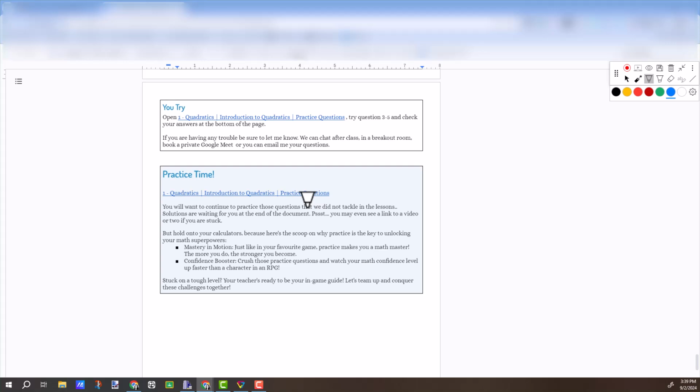Now, the last two things. One, let's do another quick check-in. Try questions 3 to 5. Check your answers at the bottom and let me know how it goes. This is important because I want you to be comfortable asking questions of your teacher. Let them know if you're doing well or if you still need some help. They're going to be more than willing to help you out.